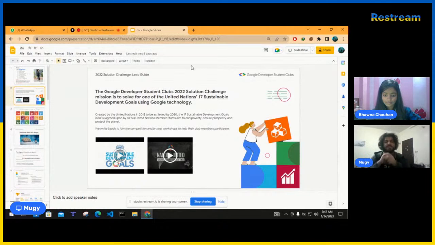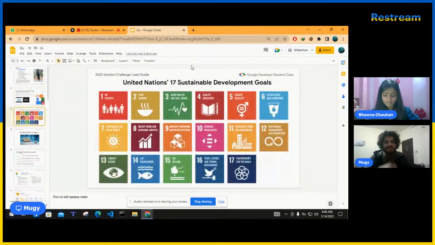And all these 17 cover all the problems that our planet Earth is facing right now. And these are the 17 Sustainable Development Goals. Number one is poverty, zero hunger, good health, quality education, and much more. And you might be wondering, why should we care about these 17 Sustainable Development Goals? So the answer is very simple.